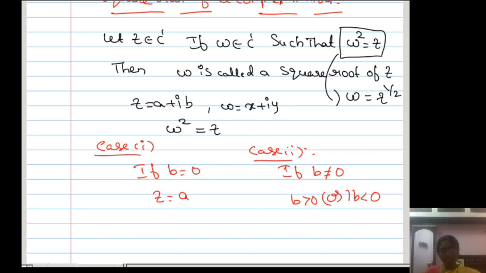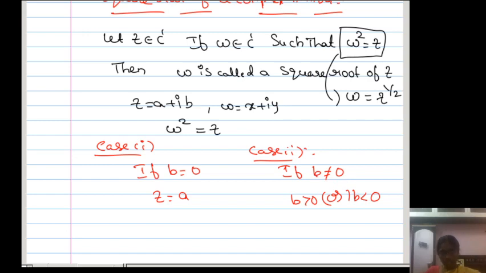B not equal to 0 means what? Maybe a is 0 or may not be 0. But b not equal to 0, b positive or b negative. If I take that, then it's not purely imaginary, because a may be 0, may not be 0. But b not equal to 0 means either b is positive or b is negative.